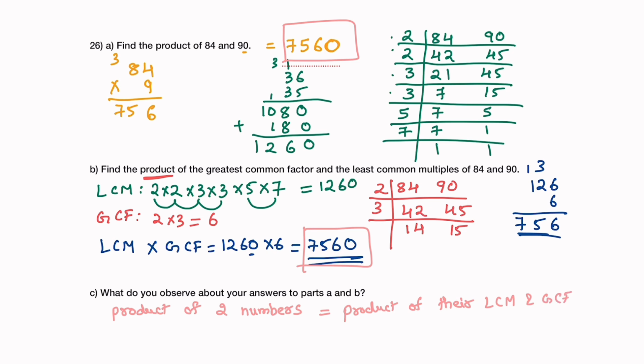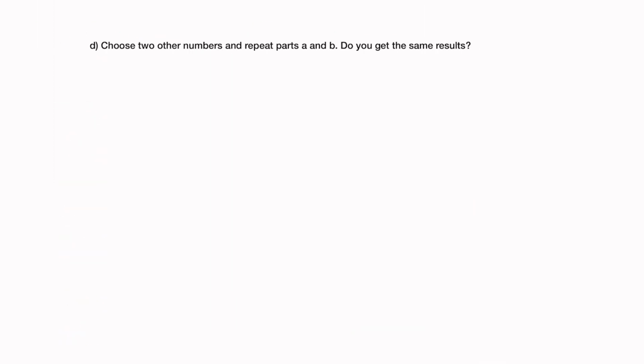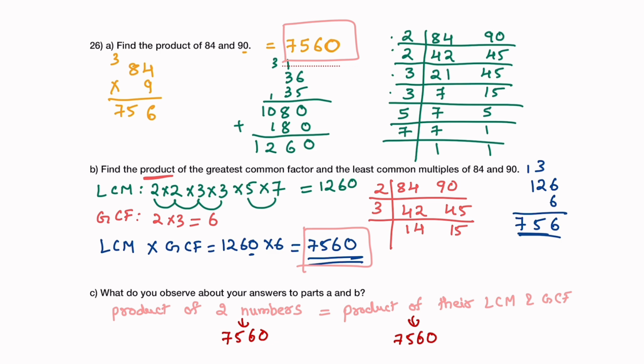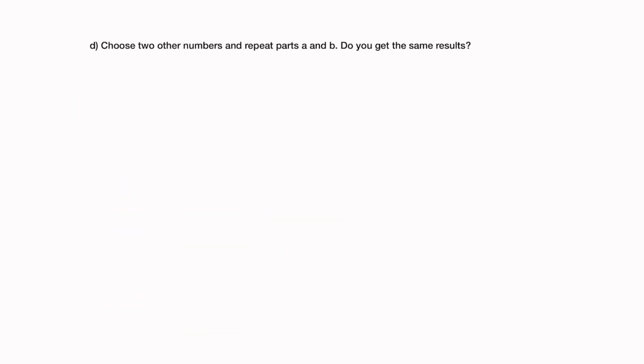Here in this case, it was 7560, and here it was also 7560, right? So the product of two numbers is equal to the product of their LCM and GCF. That's what we observe over here. Let's go to part D, and then with that we'll be done. It says, choose two other numbers and repeat parts A and B. So we have to find the product, find the LCM, find the GCF, and multiply GCF and LCM. Do you get the same results?